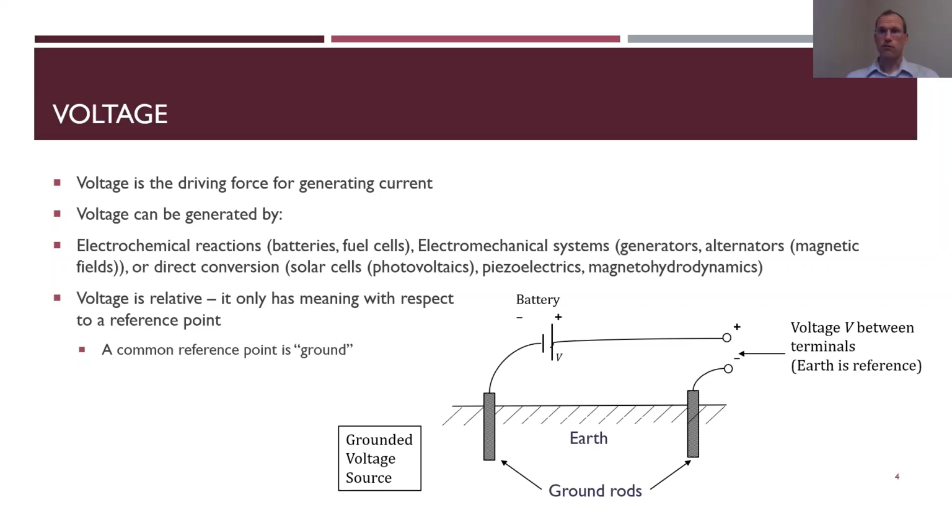And voltage can be made from many sources. There's electrochemical reaction. That's what happens in batteries. In batteries, you have some chemicals in there and they interact with each other, giving you a voltage. Electromechanical system: this is kind of how your household electricity is generated. You have basically a big magnetic field that's moving, and changing magnetic fields cause electric fields, and that causes electrons to move, gives you current. So that's a voltage source. There's also some direct conversions, so solar cells, which are also called photovoltaics, and other things as well.